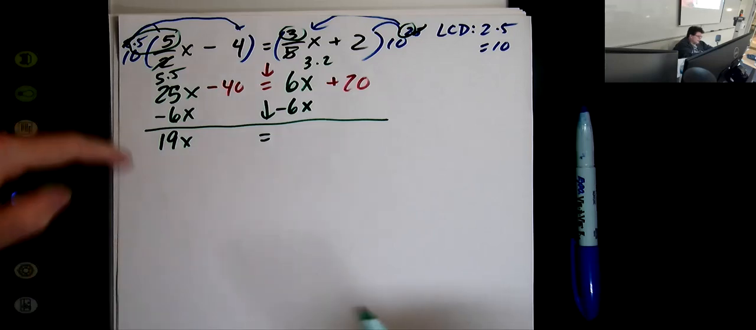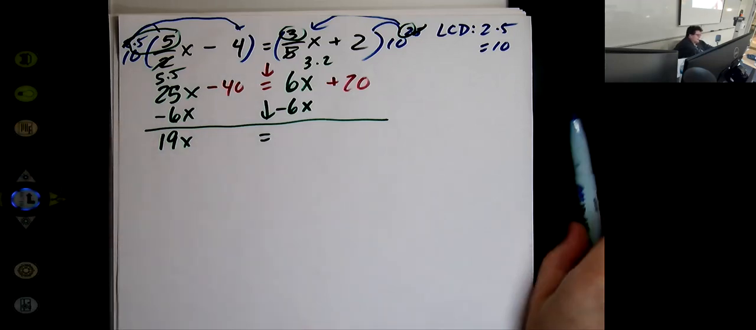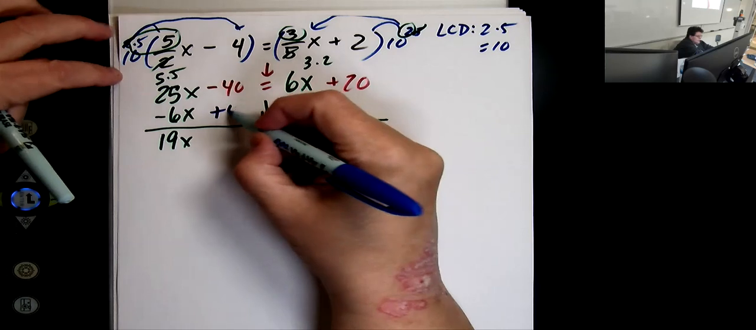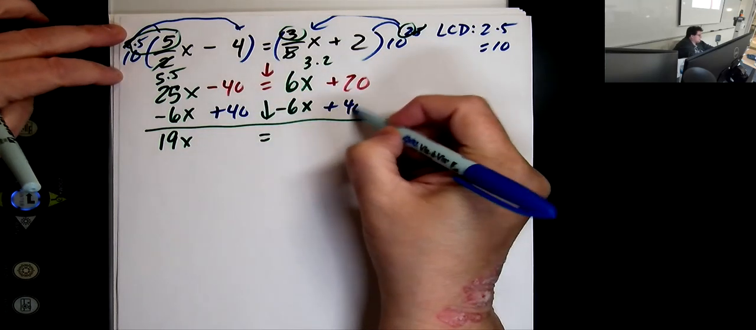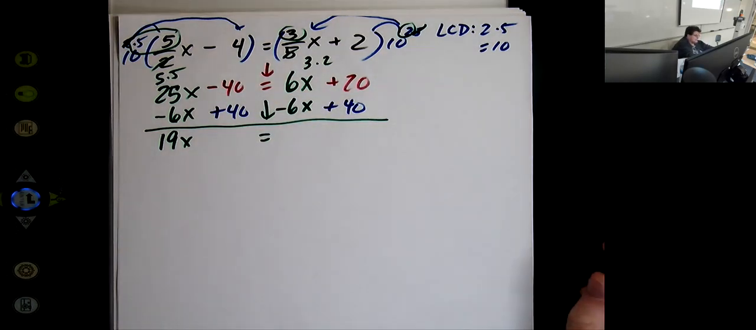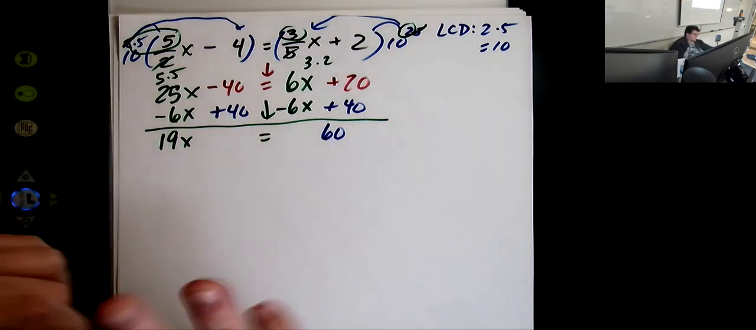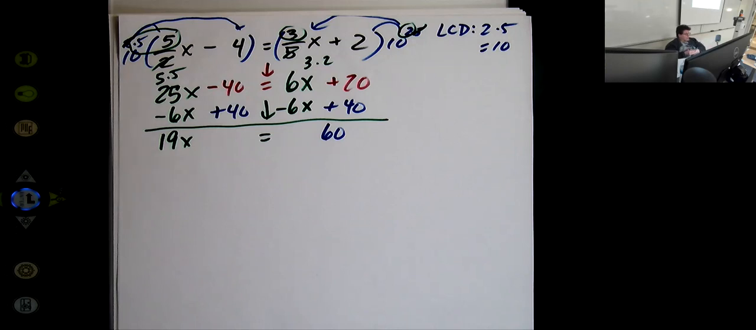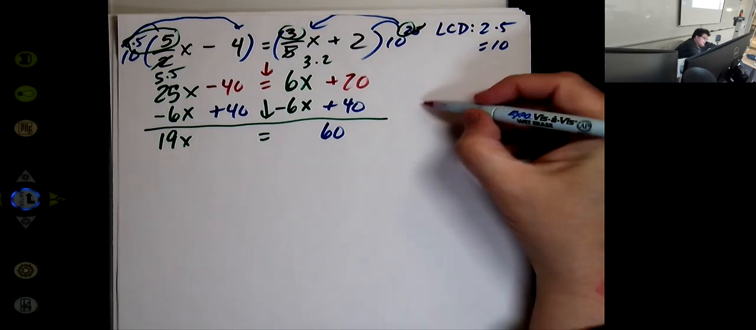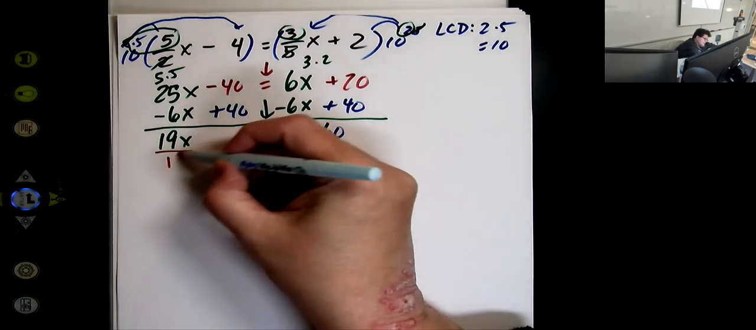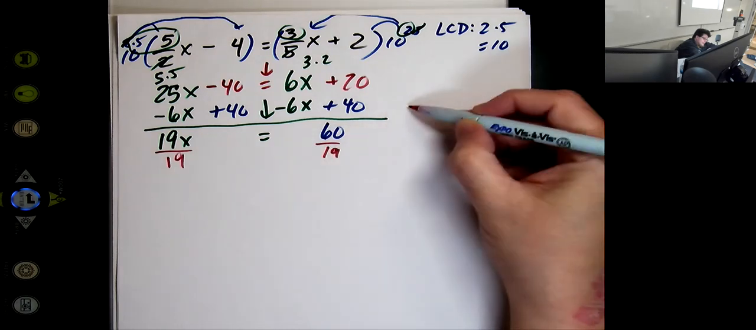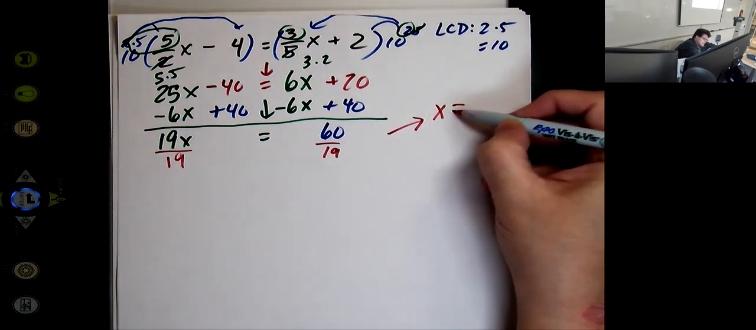Since we moved the variables to the left, we should move the constants to the right. And we can do it in the same step. We don't need to waste a bunch of paper, do multiple lines. And finally, the division here is pretty easy. It doesn't mean it's pretty, but we're just going to divide both sides by 19. And we get x equals 60 over 19.